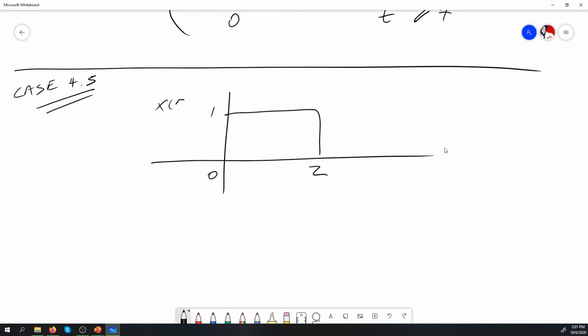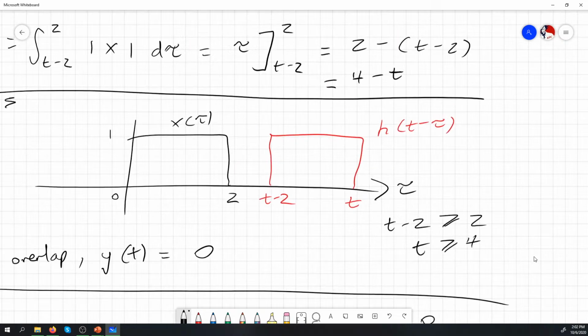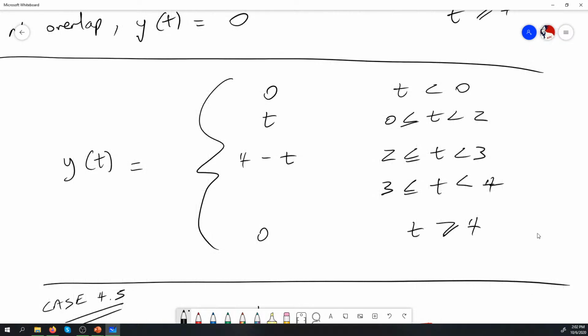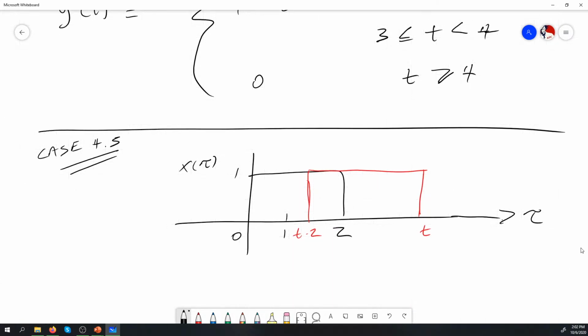This will be for x of tau signal. And we're going to draw our h of t minus tau signal here. It'll be t here, and this will be t minus 2. Will be 1. I'm just going to backtrack a little bit to make sure I drew this correctly in the previous one. Yes, I did draw it correctly in the previous one. Nice. And this here would be 3. This here would be 4.